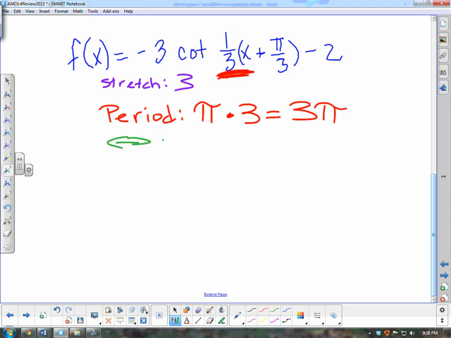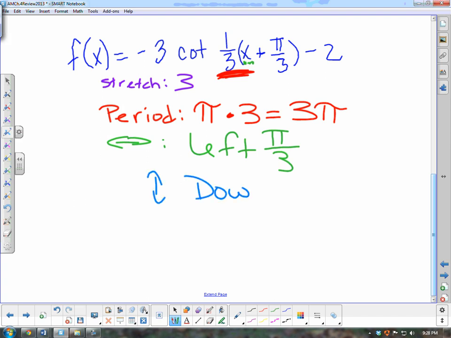Right or left shift would be left. And because the x is already by itself, we don't have to worry about dividing out anything, so it's just left pi over 3. Up and down, this time would be down 2.